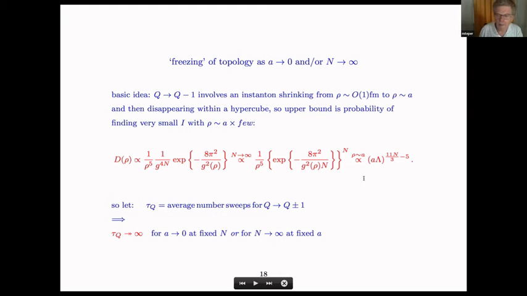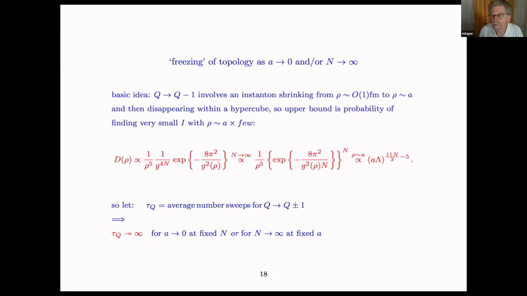By putting, remember, g squared of rho at one loop is 1 over a logarithm, so the exponential of that will give you a power. And if you put in the right factors, you'll get this. Now, what does this tell you? Well, this is really for small instantons, because we're using a one loop formula here for g squared of rho. So it should only be used for small instantons.